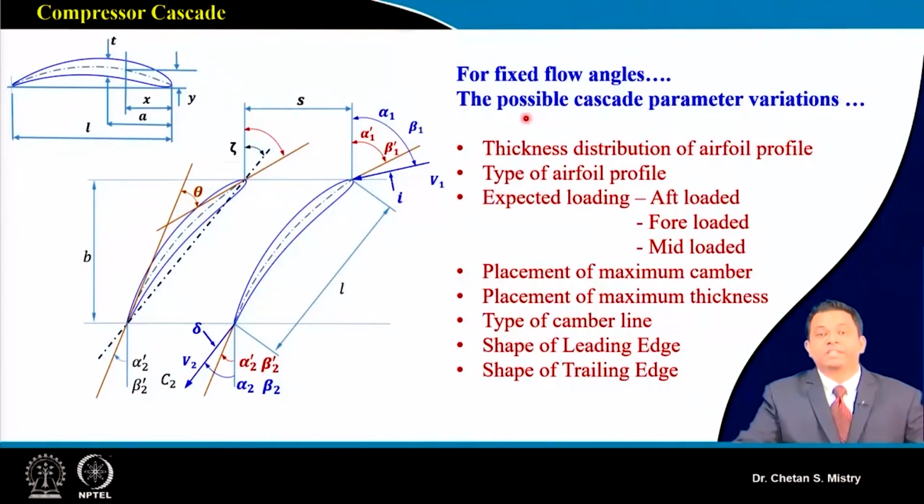One of them is the thickness distribution of this aerofoil. How my thickness is distributed on my camber line is one of the important parameters. We need to realize that the aerofoil thickness is what makes our blade passage, and we should not forget we are always talking in terms of a diffusing passage. So the shape of this aerofoil is decided by the thickness of my aerofoil. That is very important.